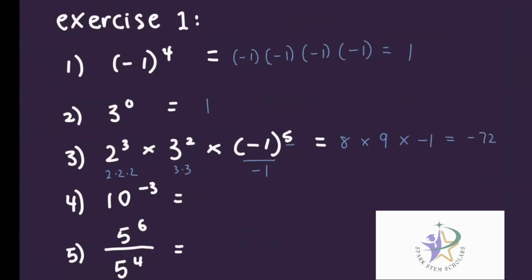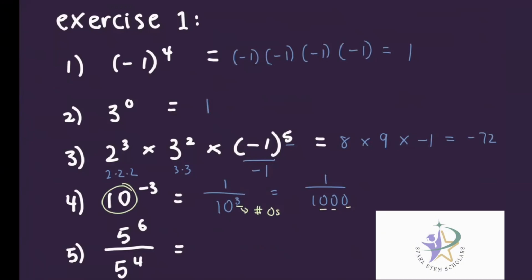Now, 10 to the -3, then you will have 1 over 10 to the third power. And that is just 1 over 1,000. A tip for this is that if you have a base number of 10, then your exponent is basically just telling you the number of zeros you have. So in this case, we have 3 zeros, that is 1,000.